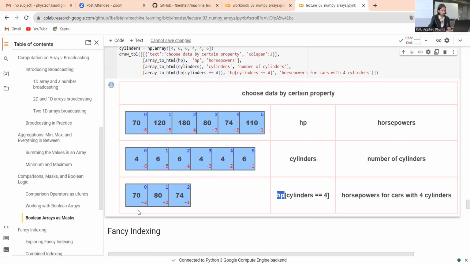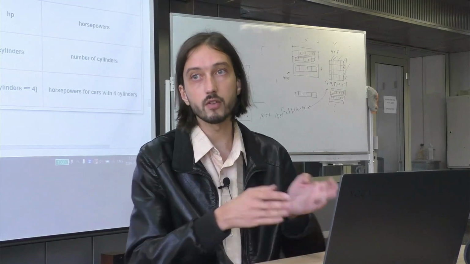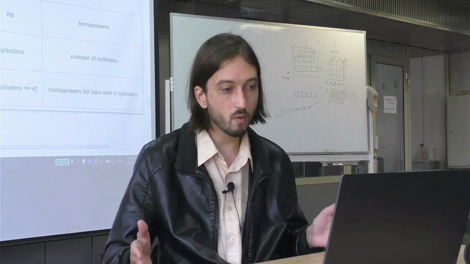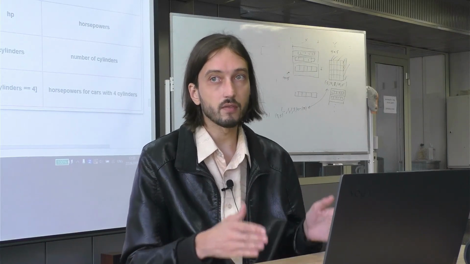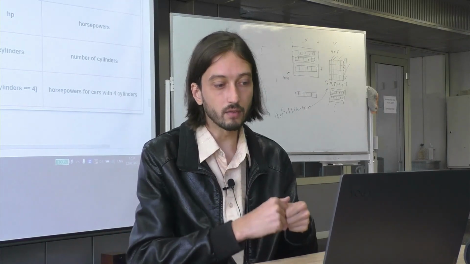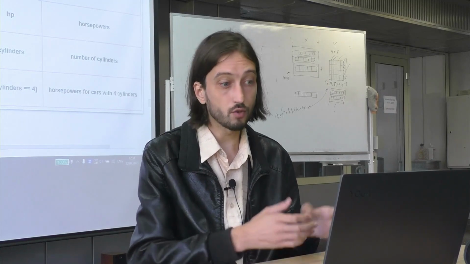And here is my new extracted array. So here I have horsepowers for cars with 4 cylinders only. Now I can apply some functions like mean value, standard deviation, variation, whatever I want. I can do some analysis. But at least as a first step, I have extracted the information I was interested in into a separate array.